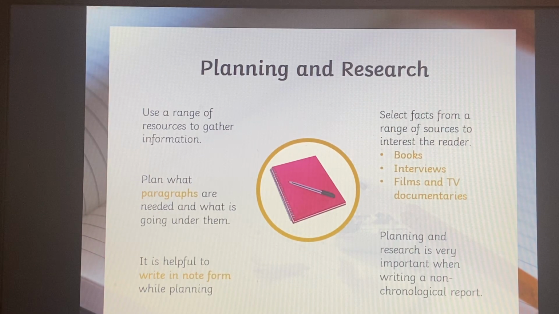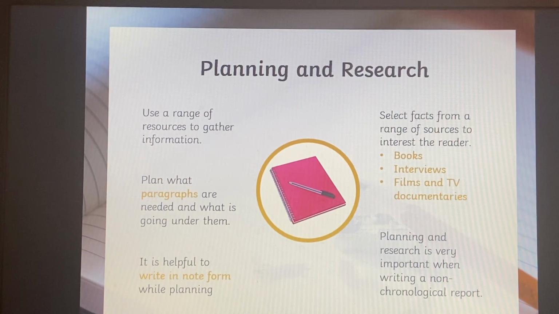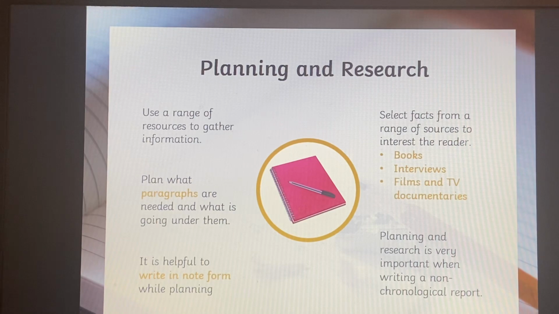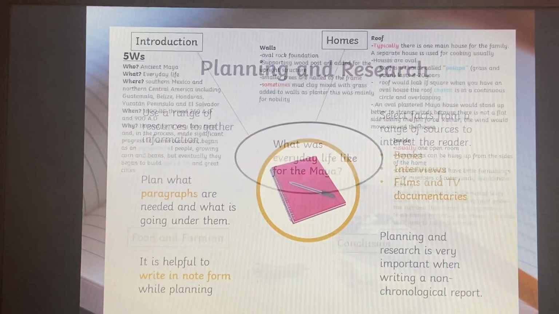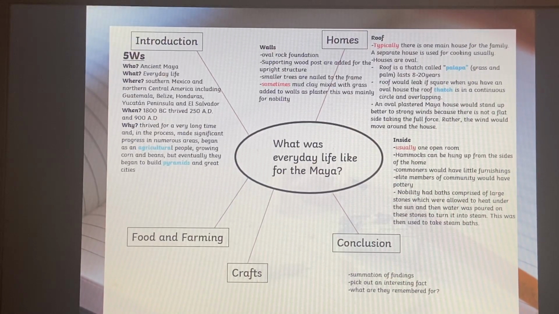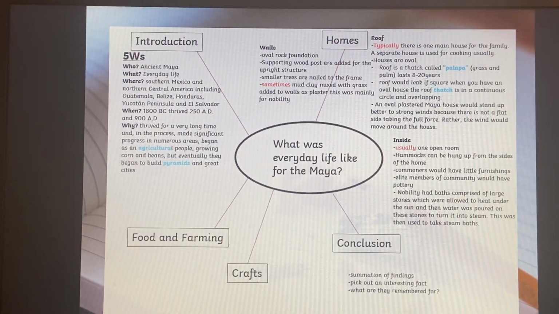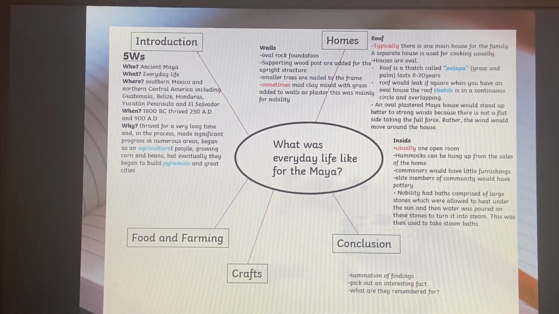And you can also select facts from a range of sources. So I've shown you a book, and I've also shown you some information from the internet. DK Find Out is a site that actually writes a lot of educational books about history and science topics for children your age. And it is really, really important that when you do this, your planning and your facts are correct.